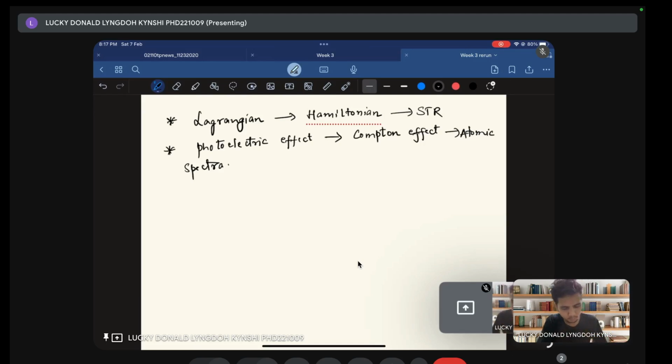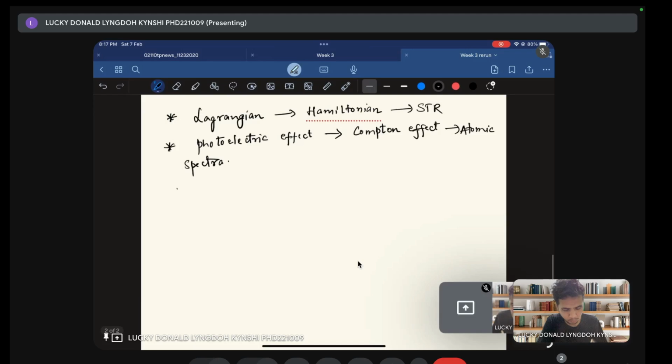And if you remember correctly, we also used the concept of Bohr's theory to explain these atomic spectra and so on. But there were a few limitations which this theory cannot explain. That is why we are moving ahead towards the new lectures, which is this week's lectures.